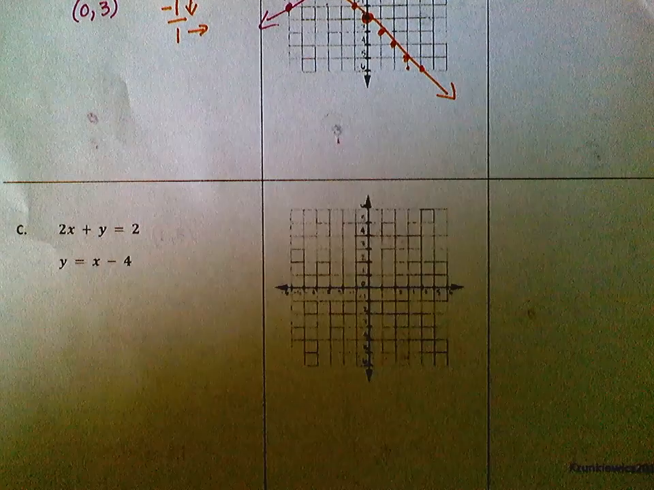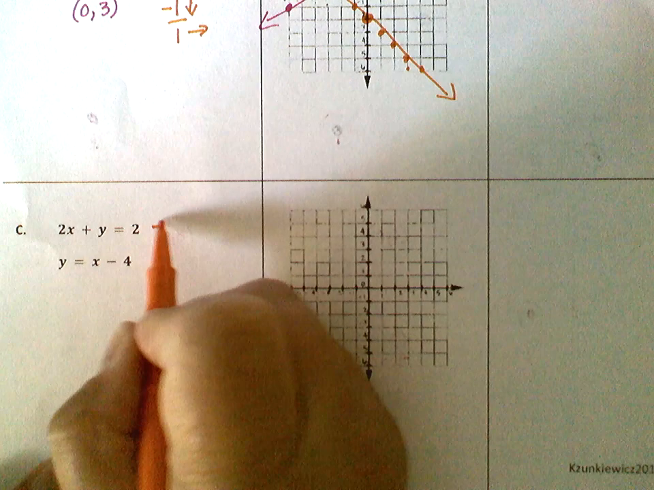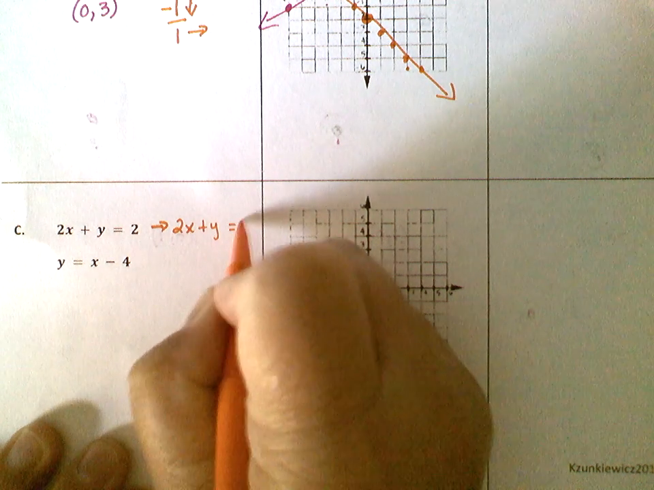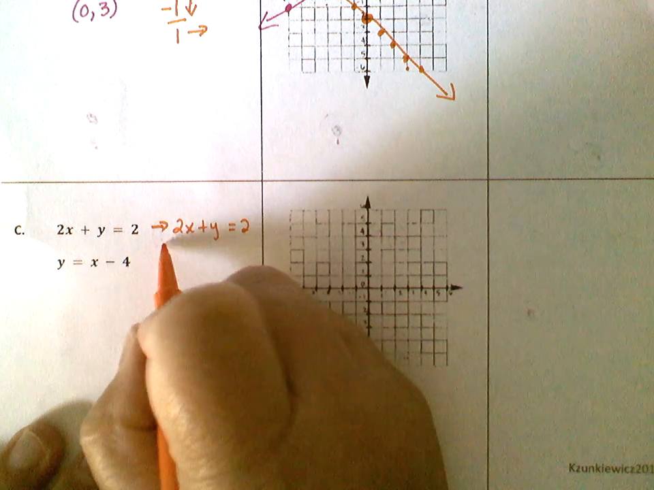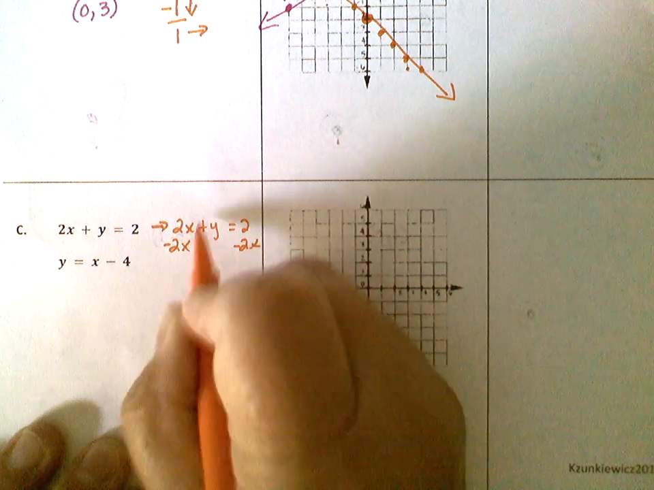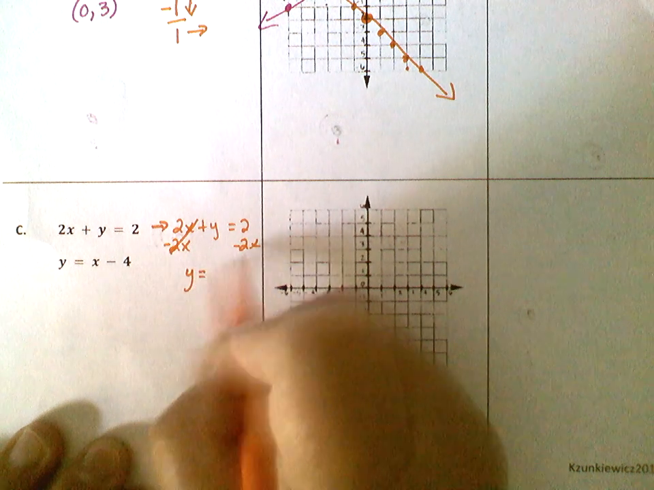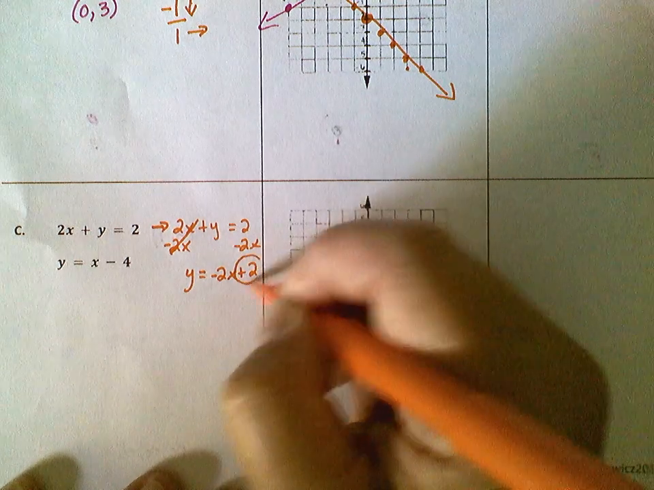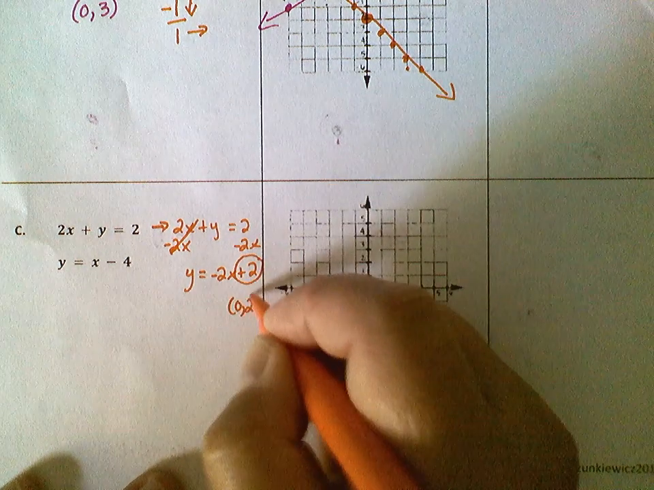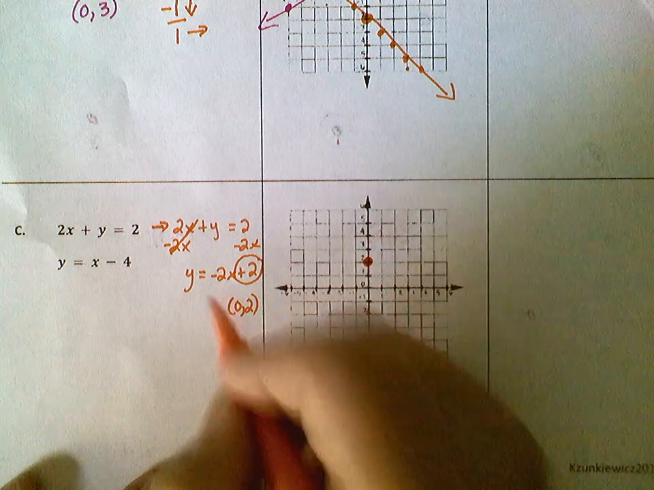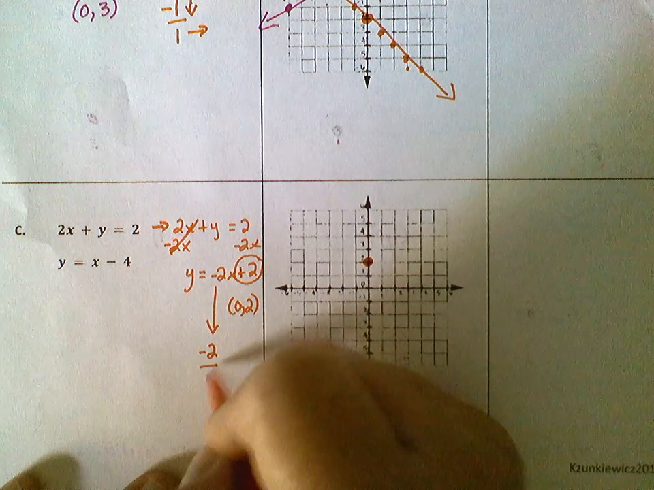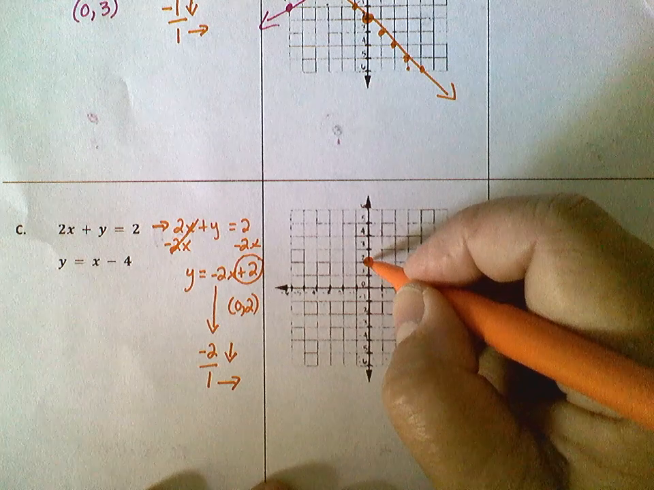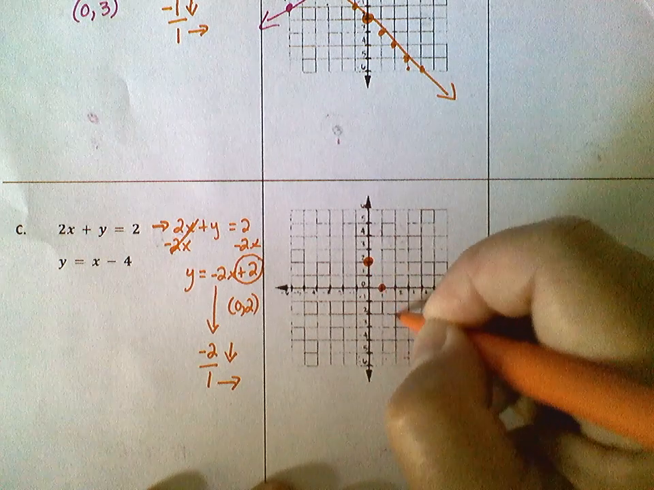For our last example, we will see that we have an equation that we have to put in slope-intercept form. This is standard form, so we need to subtract the 2x over, which gives us y equals -2x plus 2. Now we can graph because we start at 0, 2. And this is a slope of -2 over 1. So down 2, right 1. So I'm going to start here, down 2, right 1, down 2, right 1.